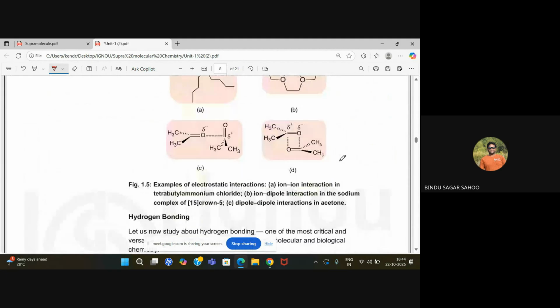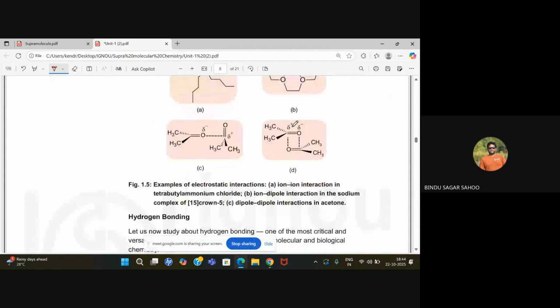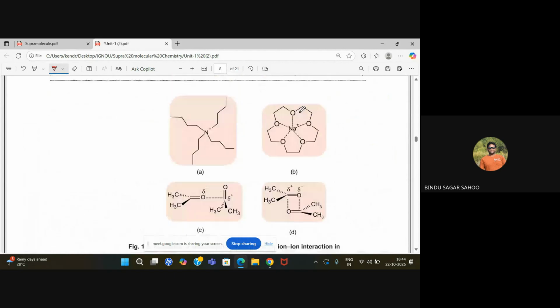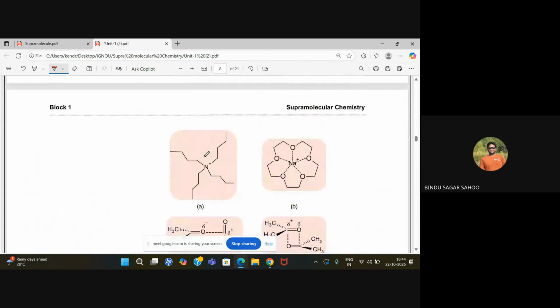So in between a 15-crown-5 complex, a sodium plus ion is trapped. Here the oxygen atom will get a partial negative charge, and this partial negative charge of the oxygen atom can interact with the sodium atom that occupies or is trapped inside this macrocyclic ring. Yes or no? So these types of interactions are also called ion dipole interactions. Here the ion is Na plus and the 15-crown-5 complex will be the dipole.